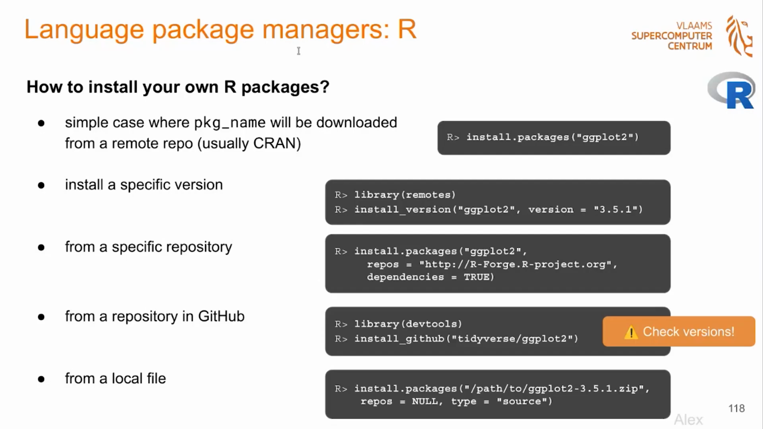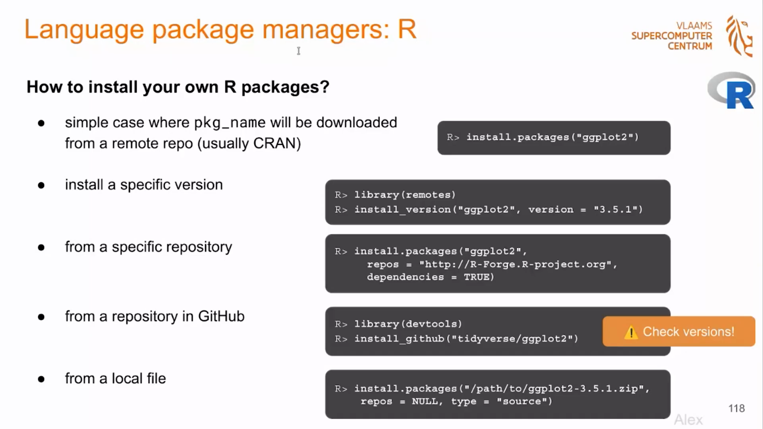So there's the install command that you can use, and you can just do install.packages with ggplot2, and then it will try to install it. It will just download it from CRAN and install the latest version. You can even specify with the install_version function a specific version to download. And that comes from the remotes library, so it's already not base R. You need to load some libraries.